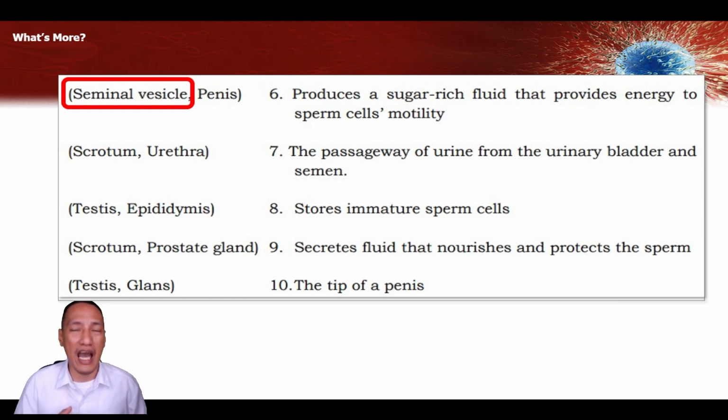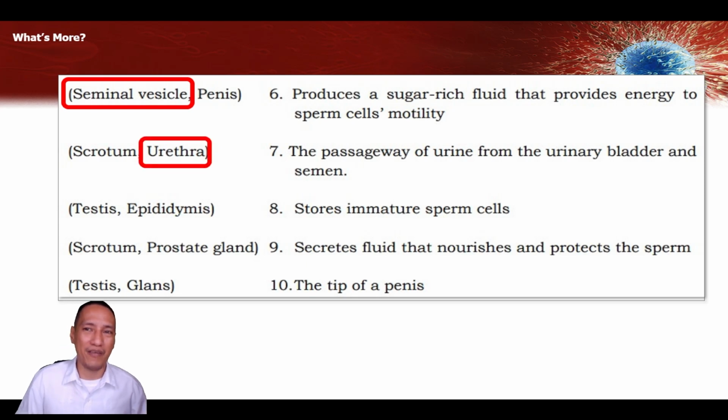Alright? Number 7, the passageway of urine from the urinary bladder and semen. So, yung pinakadaanan ng urine at ng semen palabas sa katawan ng lalaki. Is it scrotum or urethra? Urethra is correct. Very good. Scrotum kasi is yung lalagyan ng testes.